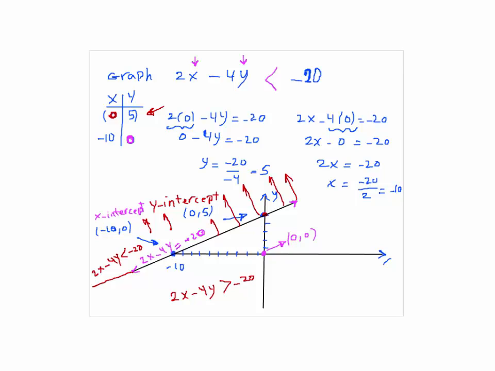Does that make sense? So this is how you would check whether the solution is above the line or below the line. Any questions, anyone? Do you follow what we're doing? Okay, so you're going to see something like that on the next exam.